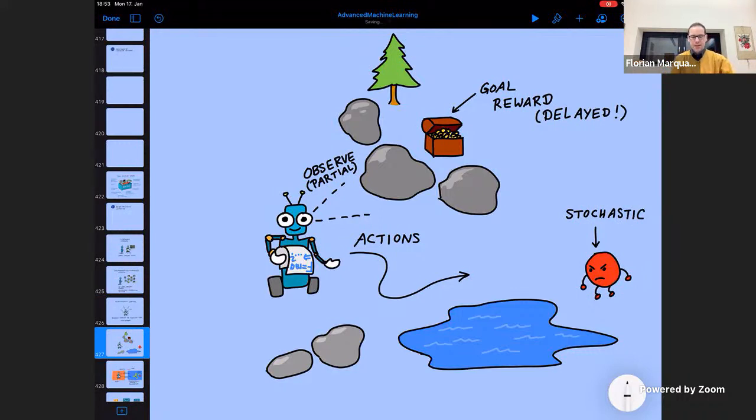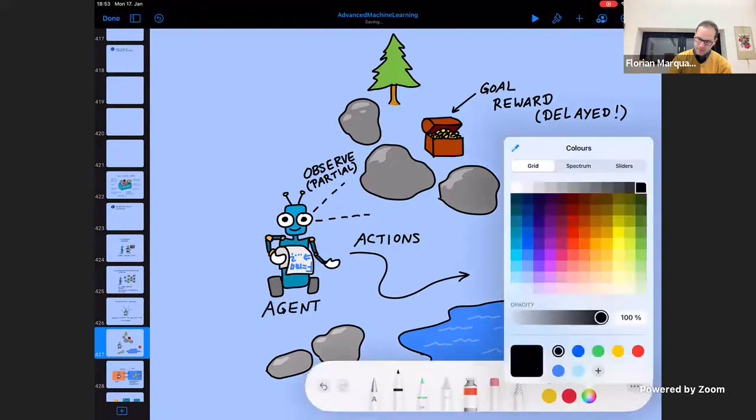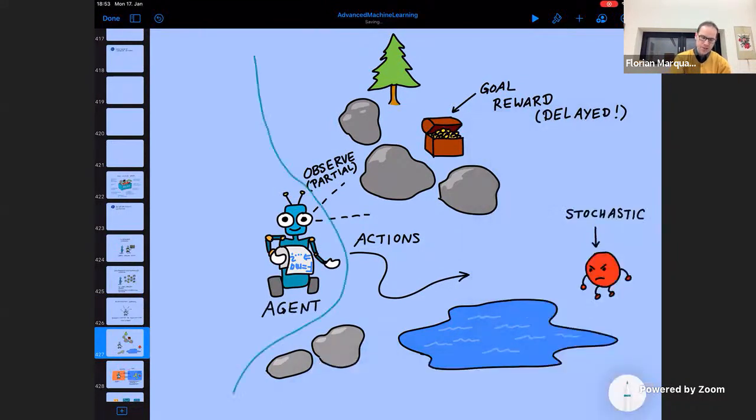And so then in total, we also want to distinguish two things. So there's our robot, which in this language of reinforcement learning, we call the agent. And then there's everything else around the robot. So to speak, if I want to draw a line, there's everything outside the robot, which is called the environment.